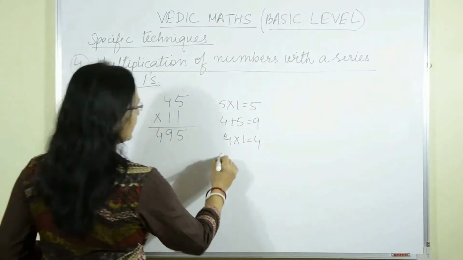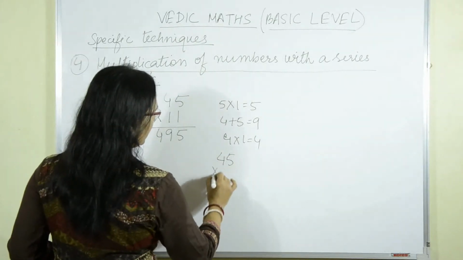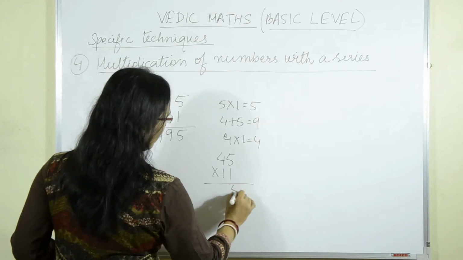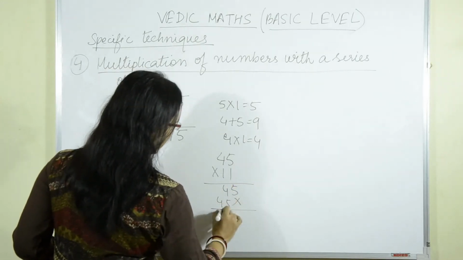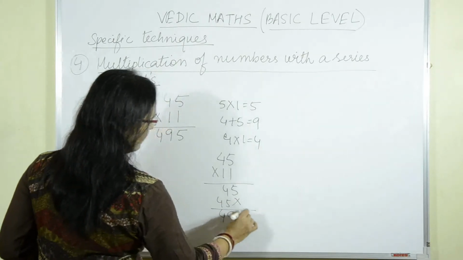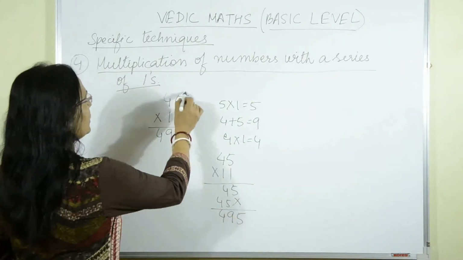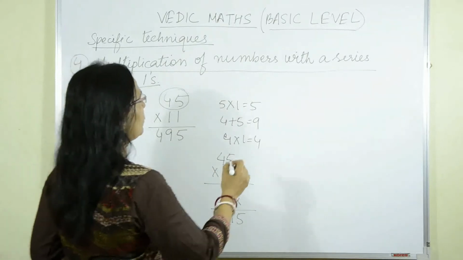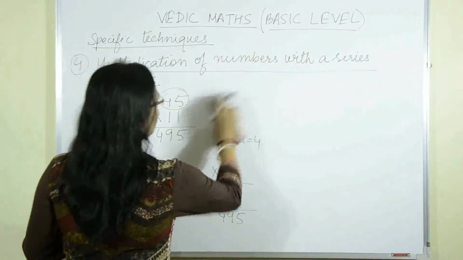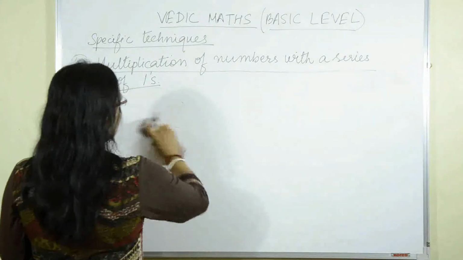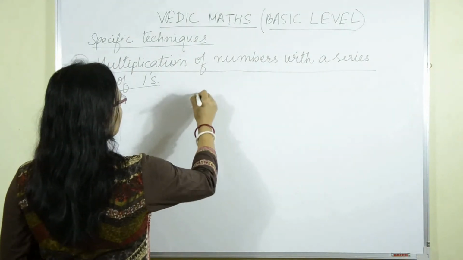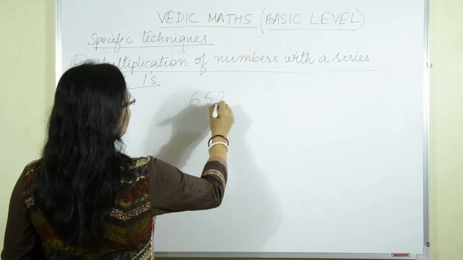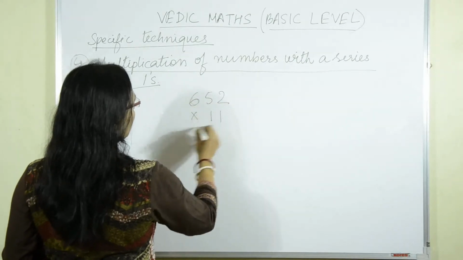Now we can check it. 45 into 11. We have 45 here and again 45. So we can see it is 4, 9 and 5. Now this was a 2-digit number. If it is a 3-digit number, how to do it? Say I take any 3-digit number. Say, for example, I take 6, 5, 2 multiplied by 11.